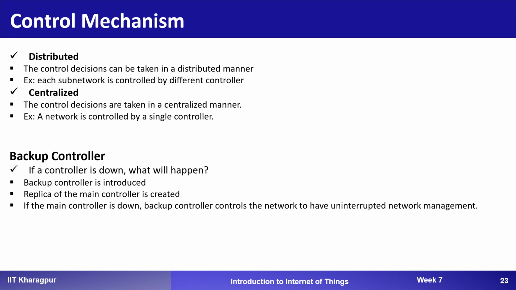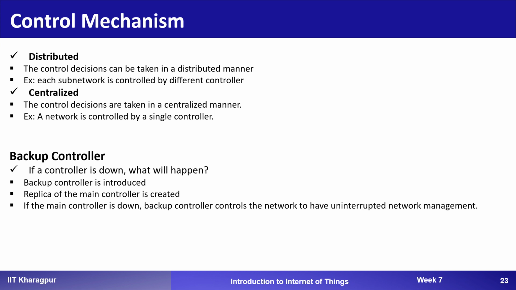Now the centralized. In case of your centralized control mechanism, the control decisions are taken in a centralized manner. The example is a network is controlled by only a single controller. That particular single controller is going to take the decisions related to the flow rules, that which rule we need to place and which is not.